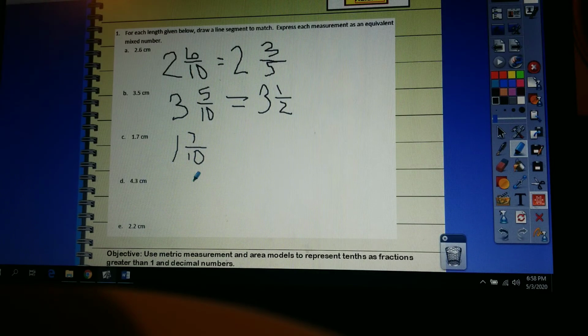All right, 4.3. 4 and 3/10. Again, 4 and 3/10. Again, nothing I can make that smaller. And then we have 2.2. That's 2 and 2/10, which is equivalent to, can I divide the top and the bottom by 2? You're exactly right. So it's equal to 2 and 1/5.